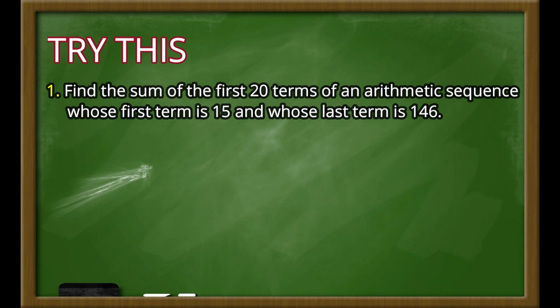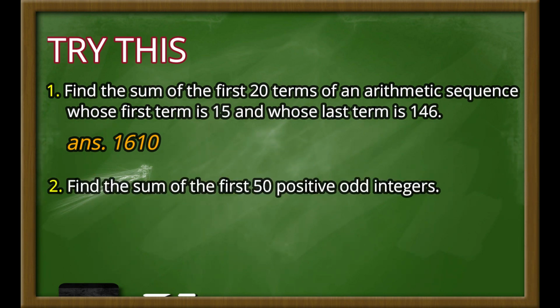Try the following. Number 1. Find the sum of the first 20 terms of an arithmetic sequence whose first term is 15 and whose last term is 146. If your answer is 1,610, then you are correct. Number 2. Find the sum of the first 50 positive odd integers. If you got A sub 50 is equal to 99 and summation up to the 50th term is equal to 2,500, then you are correct.